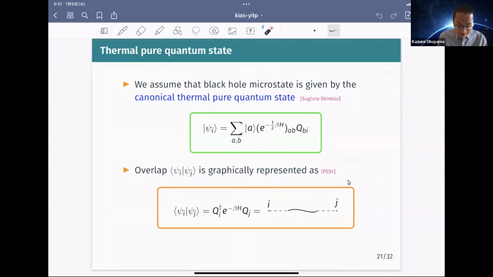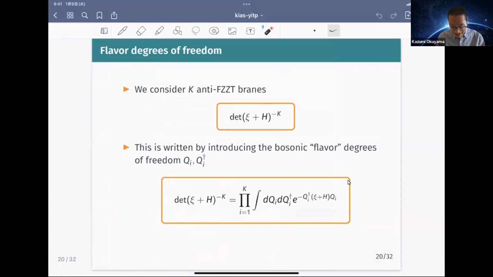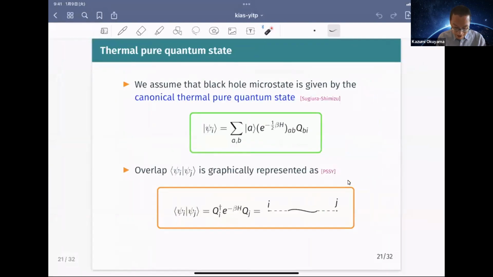And we assume that the black hole microstate is given by the so-called canonical thermal pure quantum state, written like this. Basically, this state is the Boltzmann factor times a Gaussian random variable. Originally Q is introduced as a flavor degree of freedom, but the distribution of the Q variable is basically Gaussian. So we prepare the microstate as a Boltzmann factor times a Gaussian random variable.